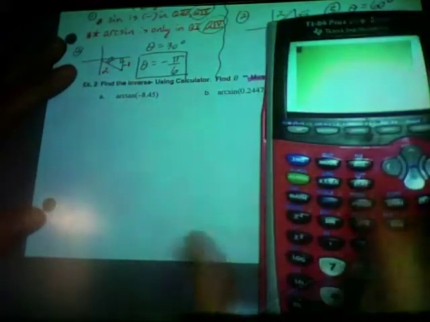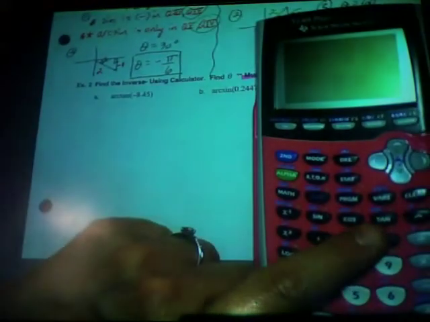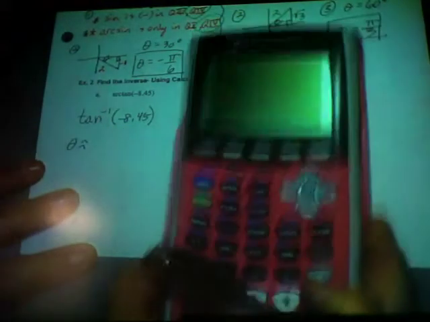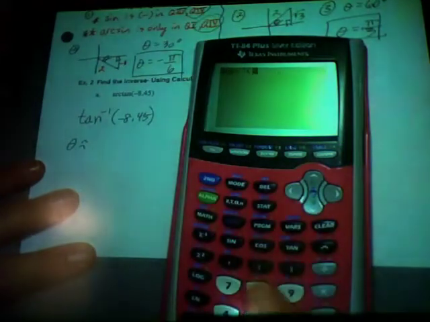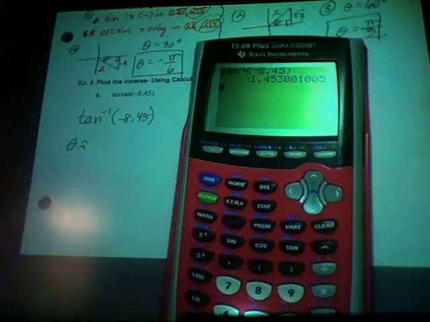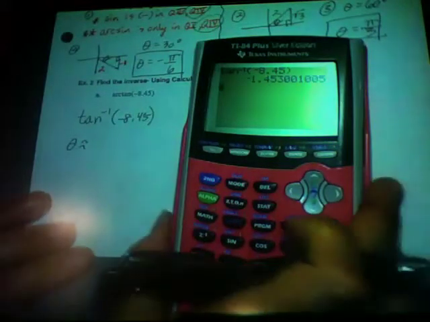Instead of arctan, look above the tan here, we're going to use tan to the negative 1, the inverse tangent of negative 8.45. Remember, when we do the inverse tangent, we're actually finding theta. So theta is approximately equal to, go out to 3 decimal places, 453, because there's a 0 following the 3. So negative 1.453.